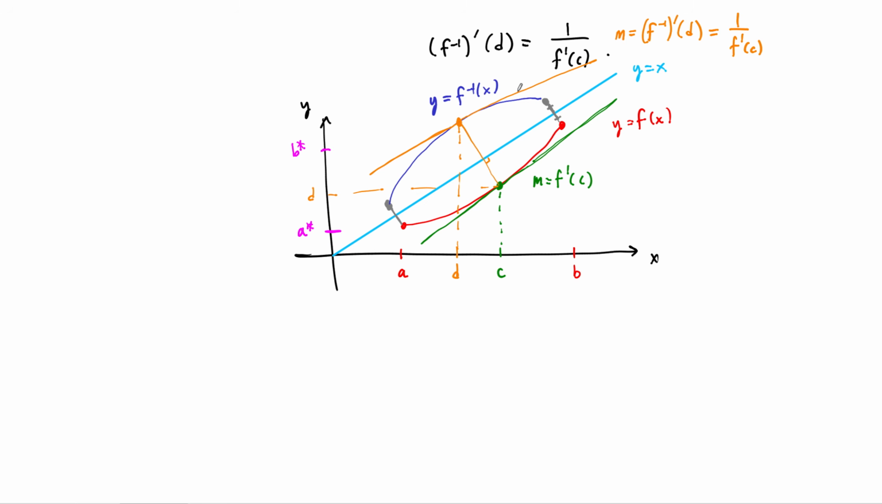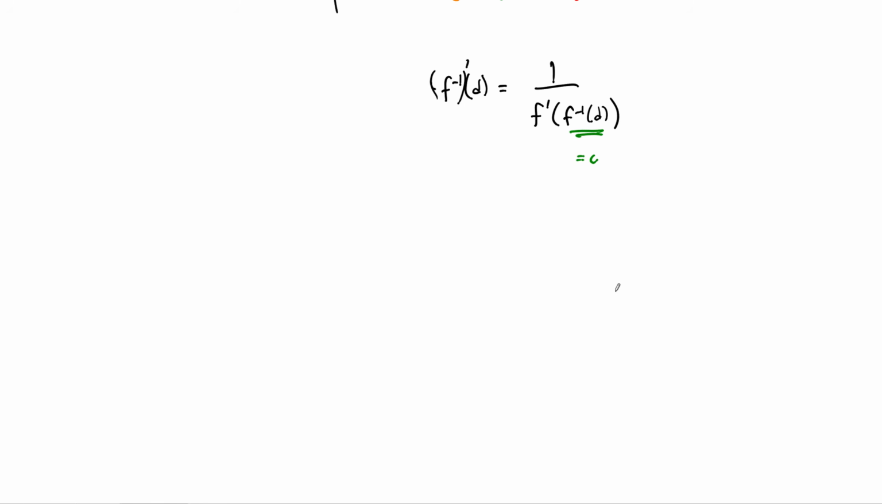So we could write this relationship slightly differently. We could write f inverse prime at D, the derivative of the inverse function at D, is equal to 1 over f prime at f inverse of D. But that's exactly C. So that's exactly the point C. This is equal to C by our picture here. So it's the point where this comes from. All right, so there's just a review of the inverse function theorem. It's a very important theorem.